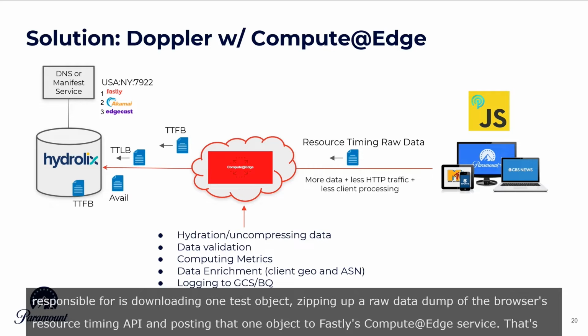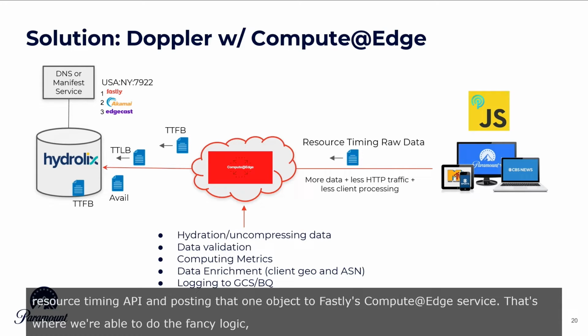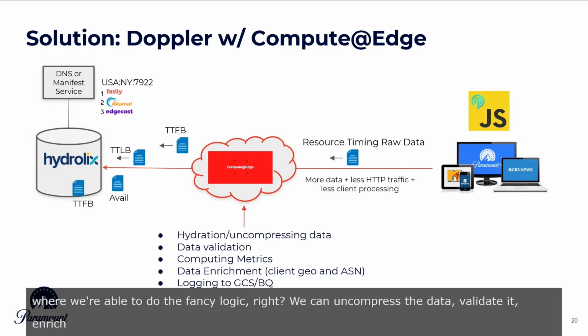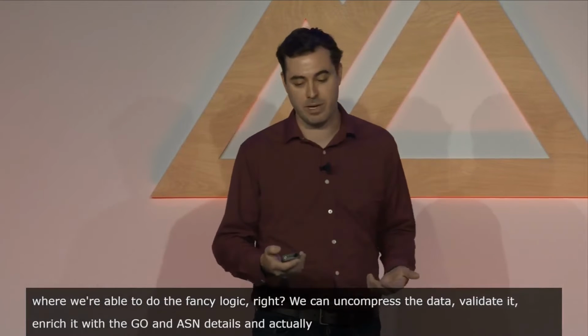So that's where we're able to actually do all of the fancy logic, right? We can uncompress the data, validate it, enrich it with the state or the geo and ASN details, and then actually compute our performance metrics.